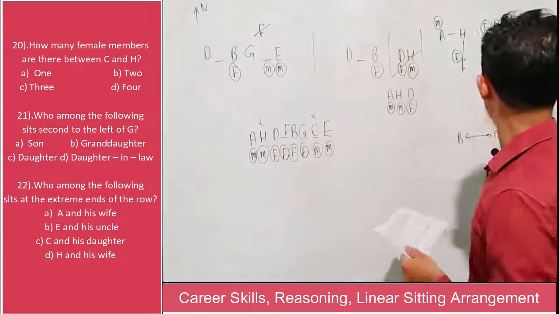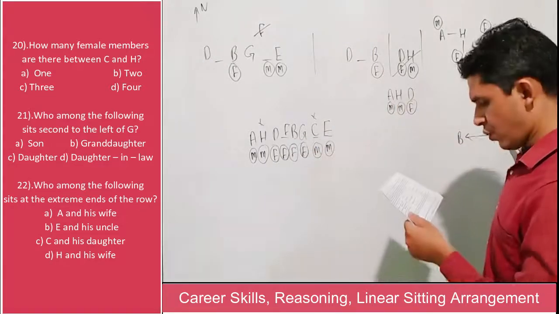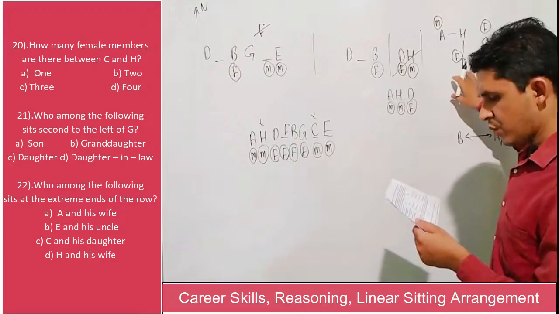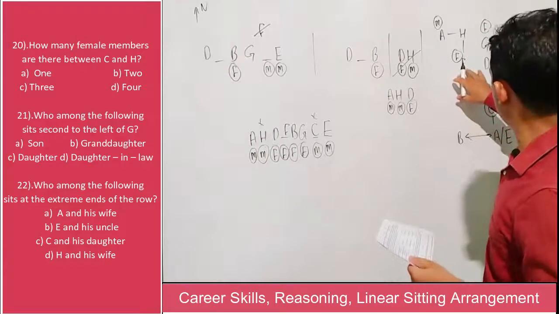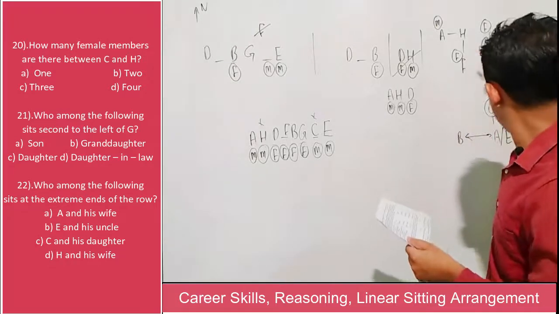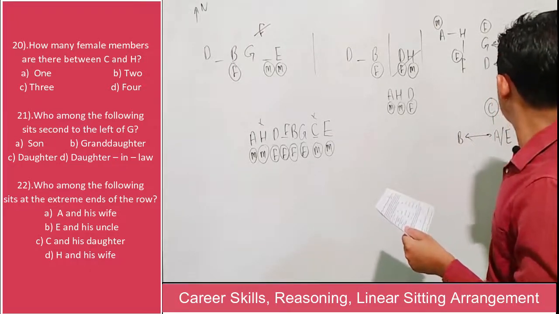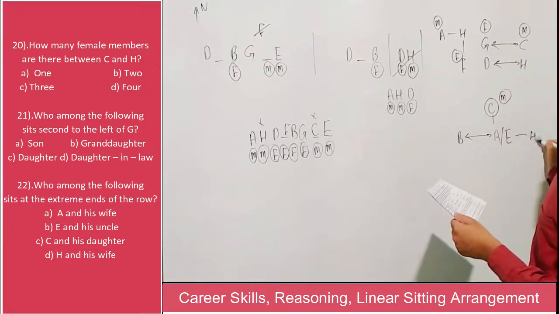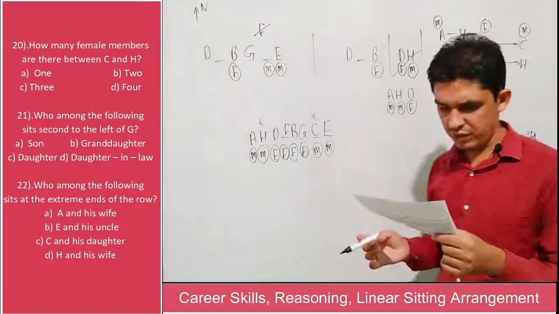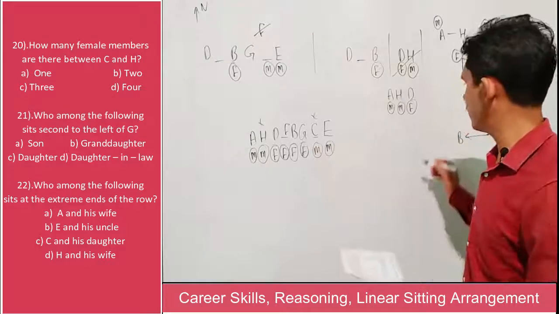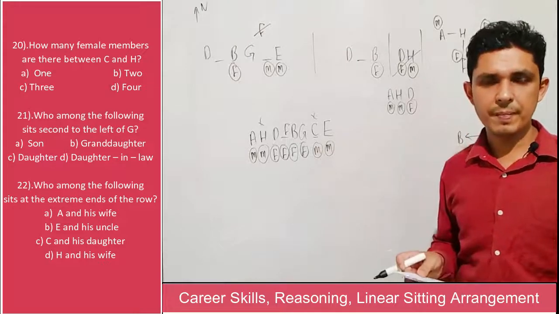And if we check in blood relation, who is F? If we check in the available options, F is a female, so son cannot be there. Granddaughter, but whose granddaughter, this is not mentioned. Daughter, this can be there. Okay, this can be a situation, but this is definitely not given, so daughter-in-law cannot be there, so the answer of this question will be C, daughter, right?